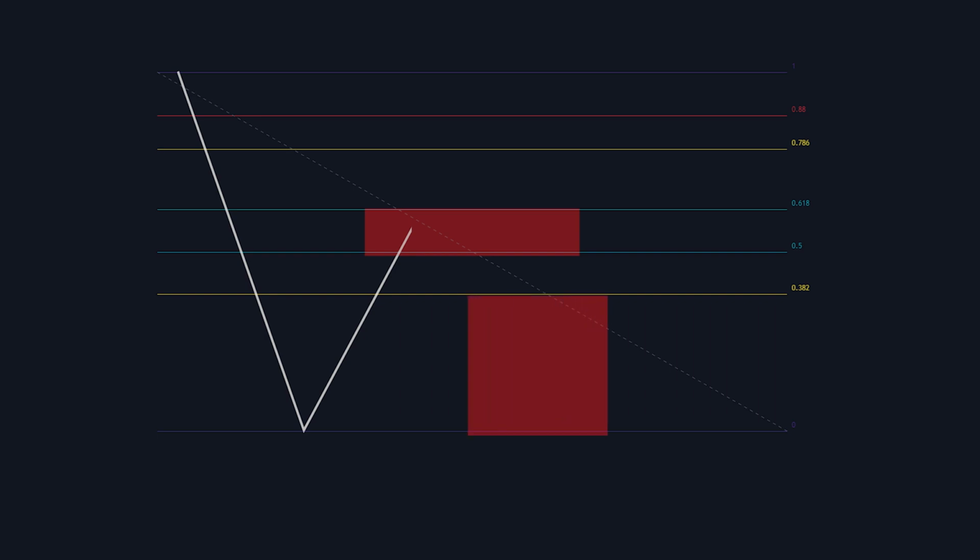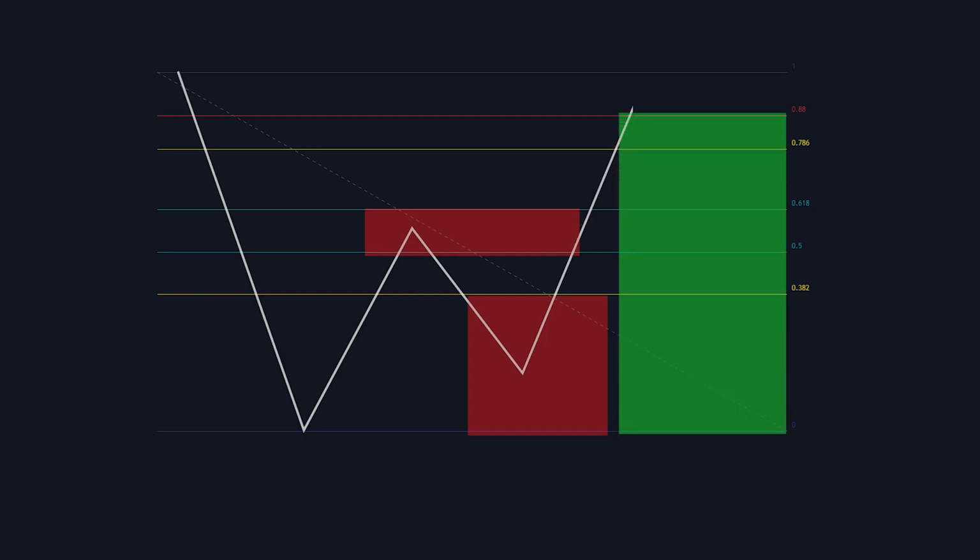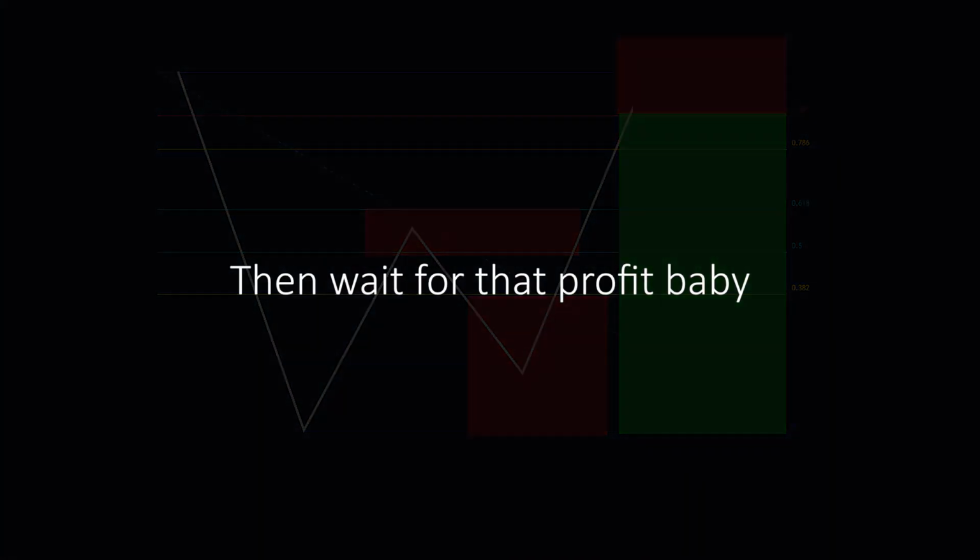another rectangle area from 0 to 0.382. Price then has to head here, reverse yet again. If it goes past, it's a false signal. Once it reaches this area, wait for price to come all the way back up to 0.88. This is where you enter your trade. Set your take profit at the low and set your stop loss right above the high. Then wait for that profit, baby.